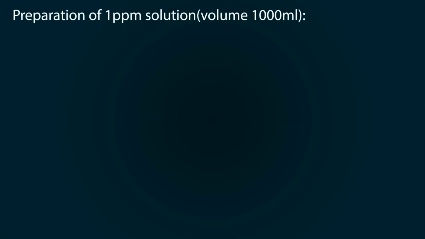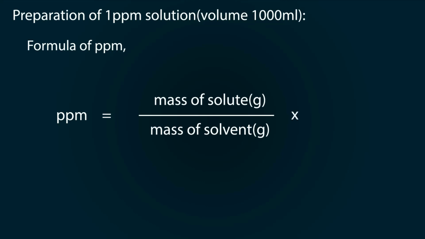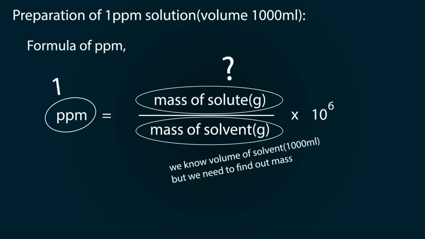Let's start our calculation. For the preparation of 1 ppm solution up to 1000 ml volume, we have to use the formula of ppm, as ppm is equal to mass of solute divided by mass of solvent multiplied by 10 raised to power 6. So for 1 ppm, we have to find out the mass of solute. The mass of solvent can be easily found, as we know its volume as 1000 ml.